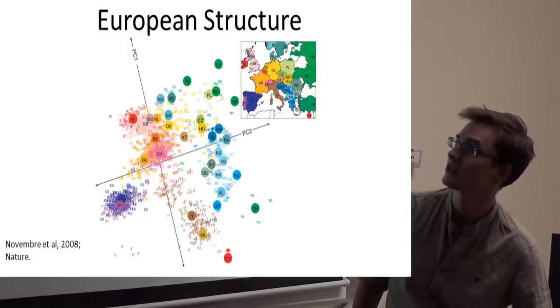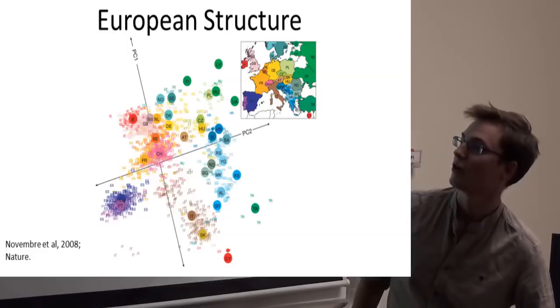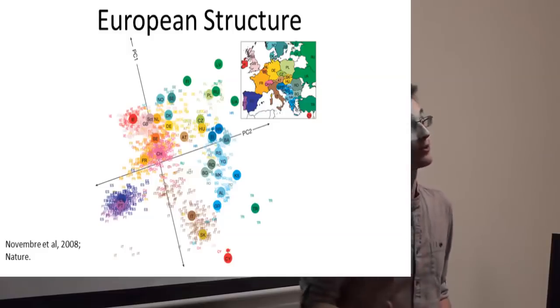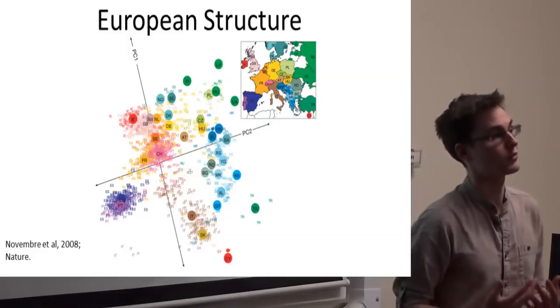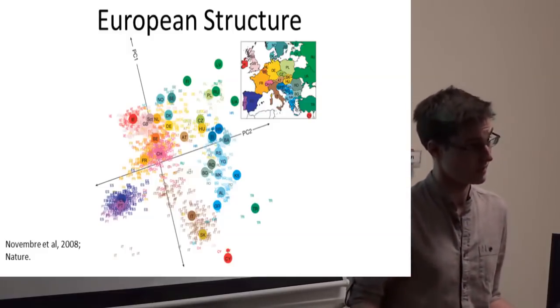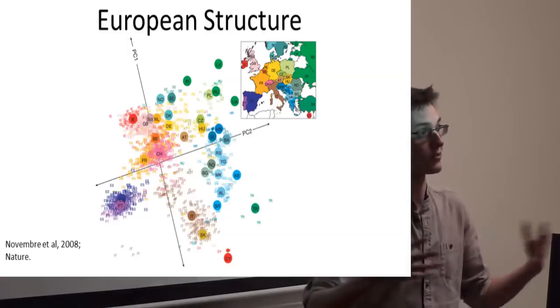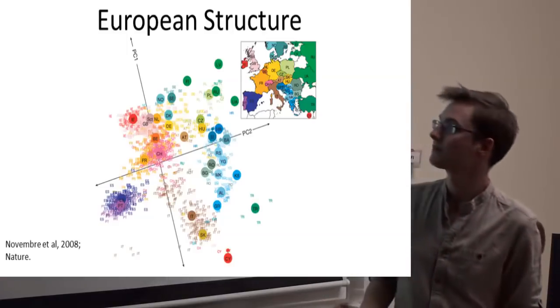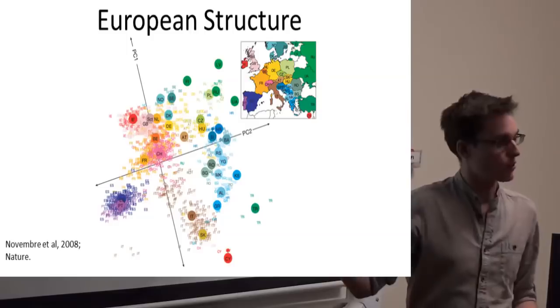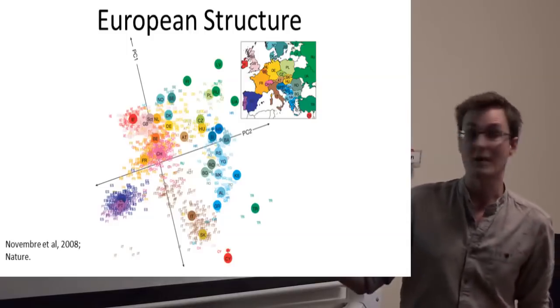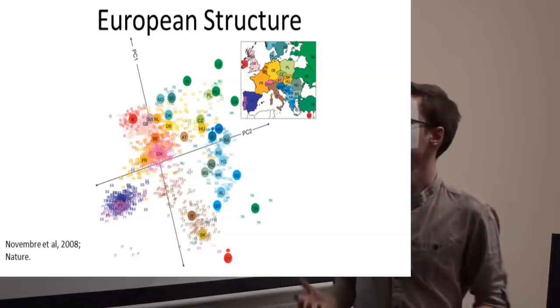And this basically shows that the main determinant of where your genetic material comes from is where you're born, for the vast majority of history within Europe, or at least modern history in the last couple of thousand years. So this is really, really cool. This obviously made Nature back in 2008.